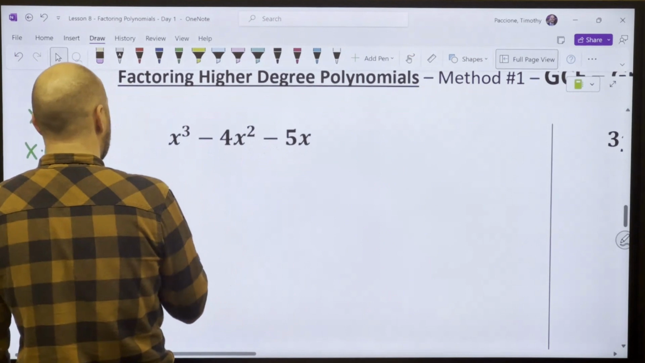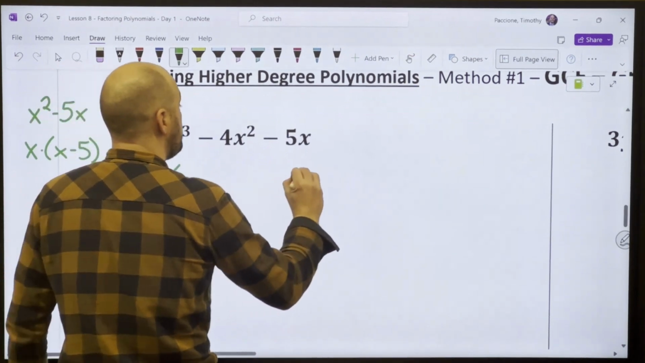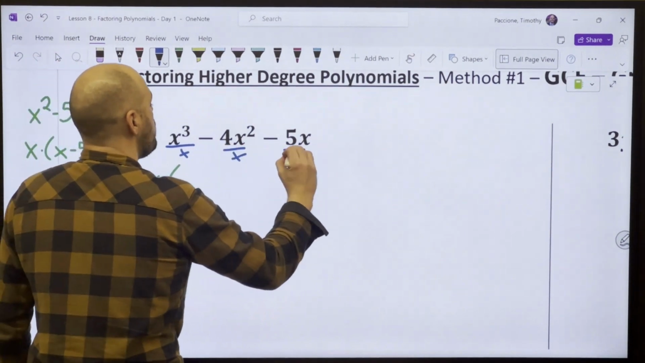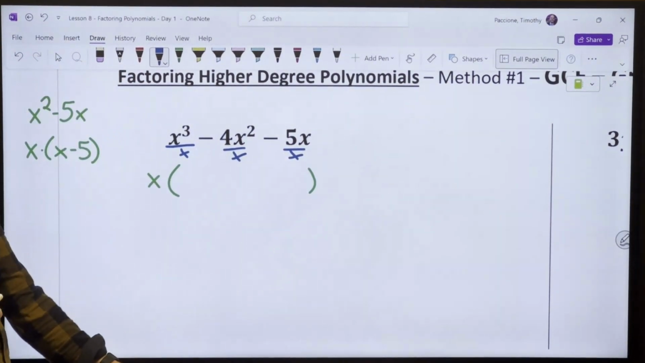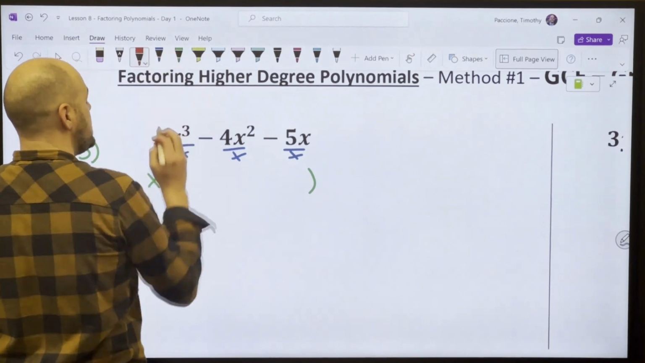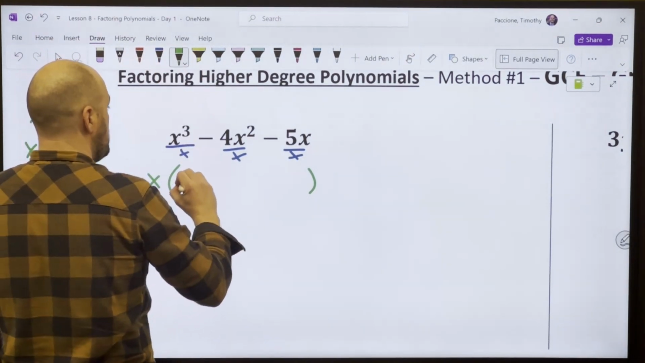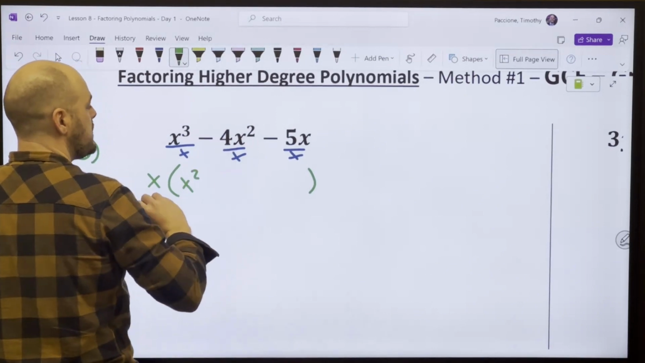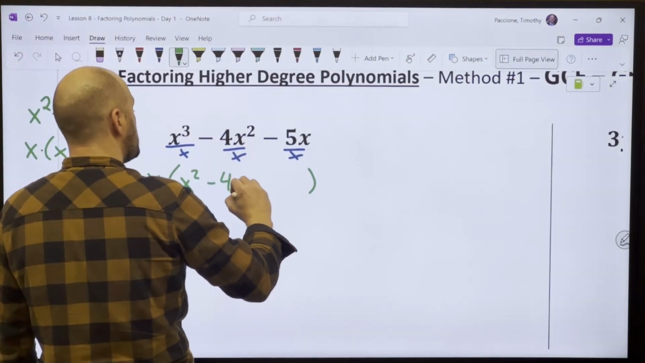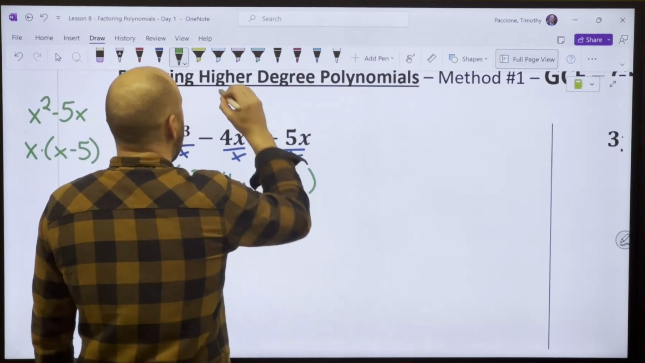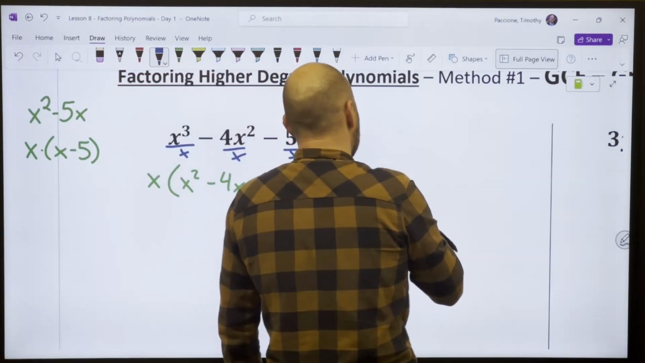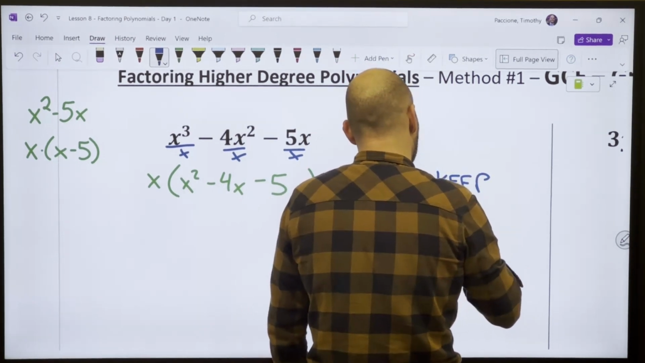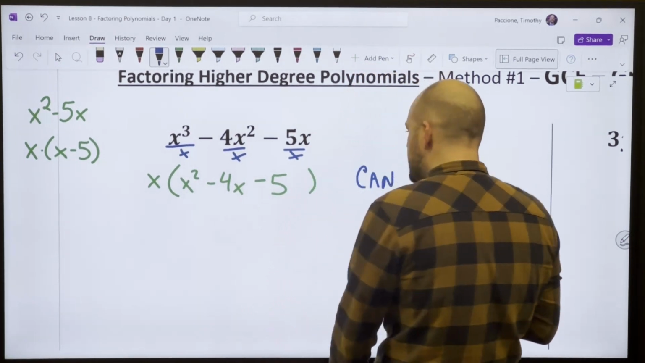So here's a very important thing. Just because you're dividing doesn't make it go away. It just goes out front, right? You're undistributing it, right? So if I divide all these by x, well, on the inside I get x to the third divided by x is x squared, minus 4x divided by x is minus 4, and minus 5. And then I ask myself, can I keep going? I always ask myself that.